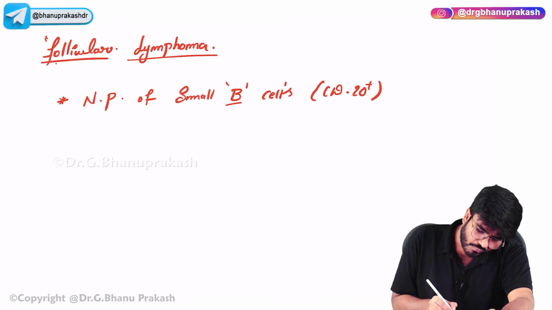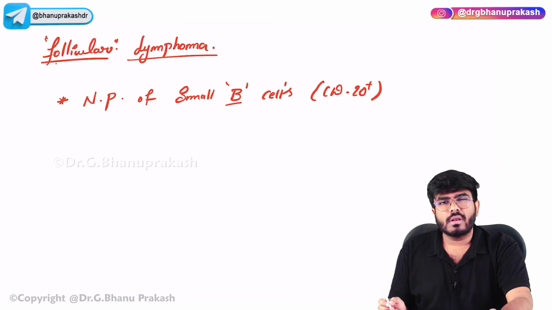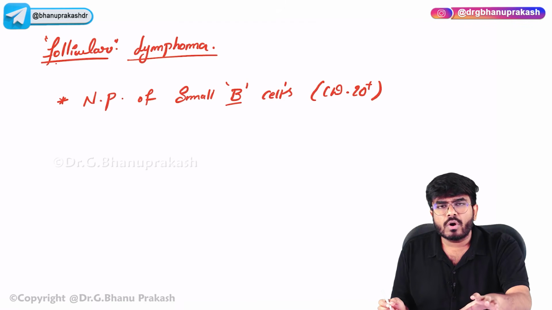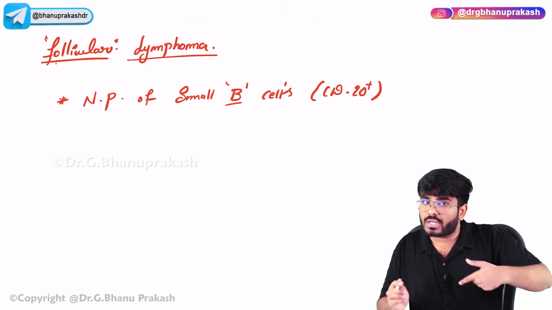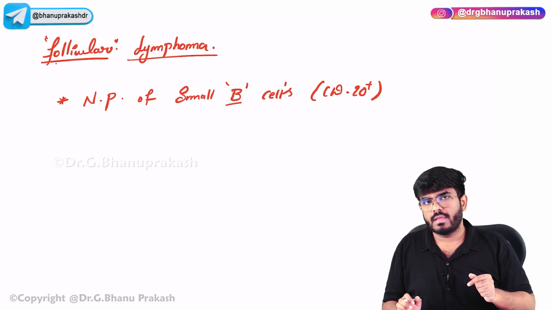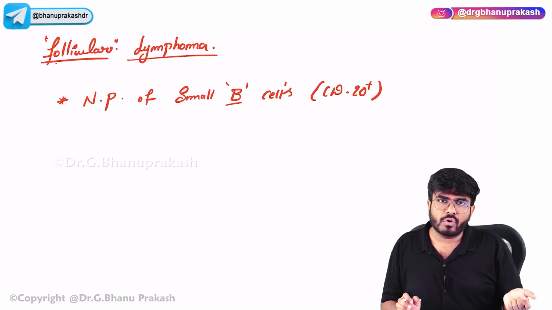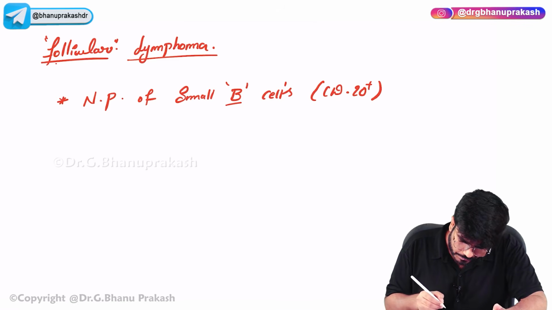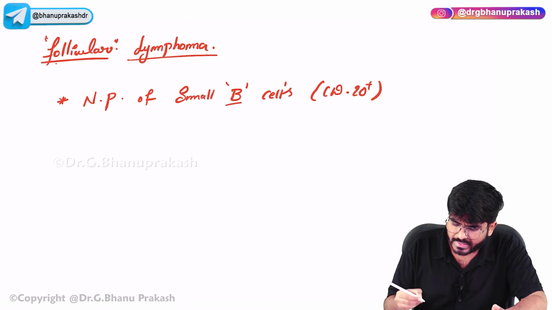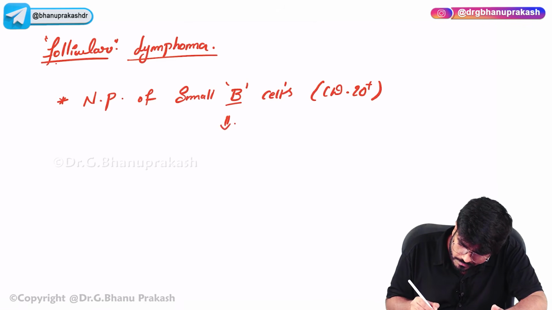Now, why the name follicular? In these lymphomas, there is more proliferation of the follicles. A follicular growth is going to be seen. Follicular proliferation is going to be seen in the cortical region of a lymph node, which is going to form a mass, lymphadenopathy. So these neoplastically proliferated small B cells are going to form follicles.